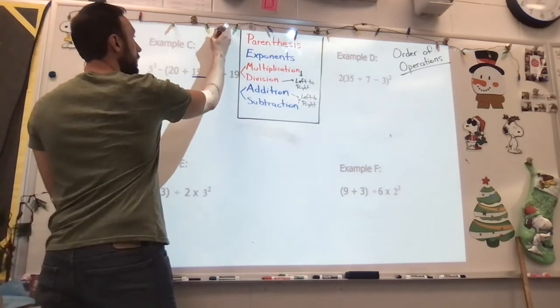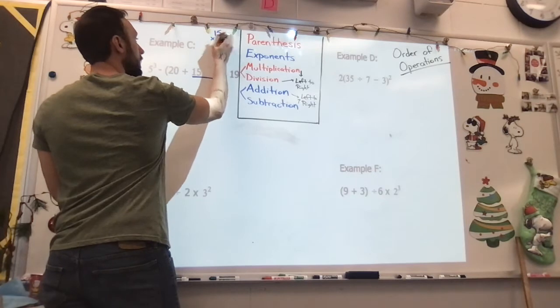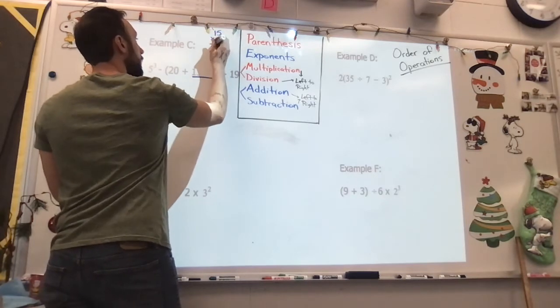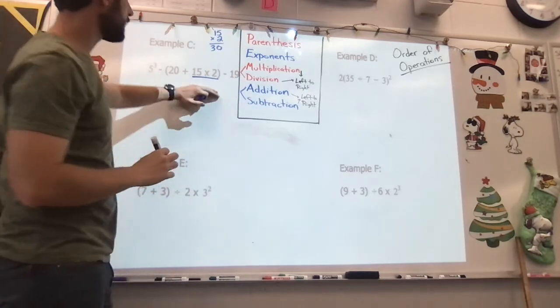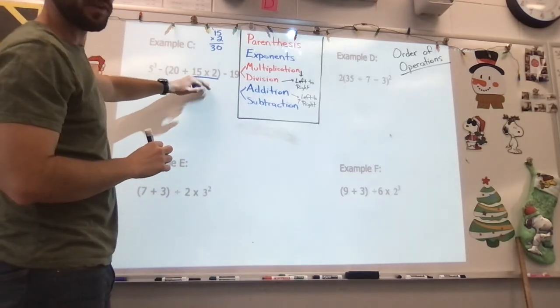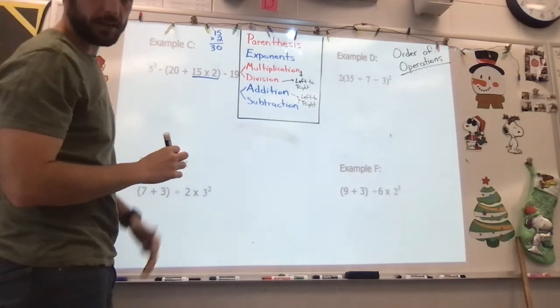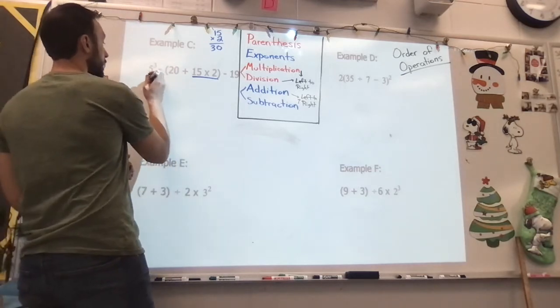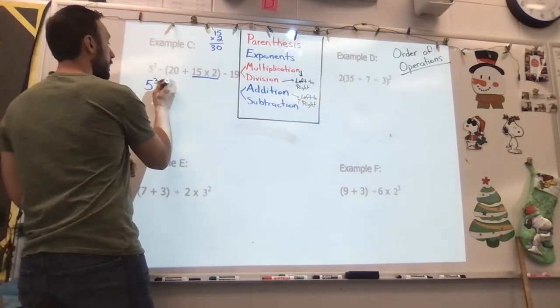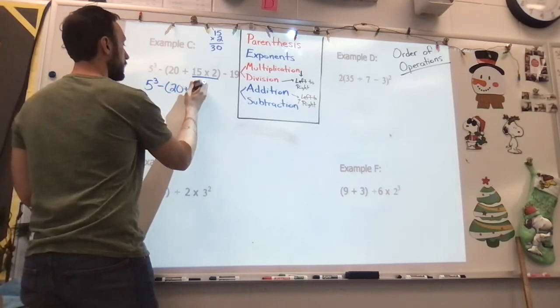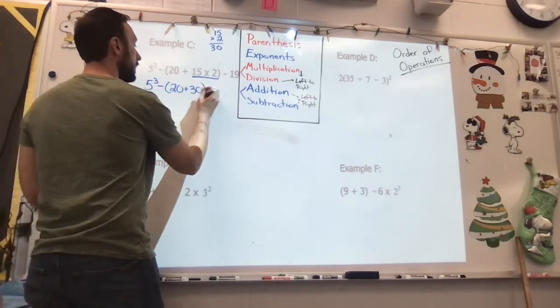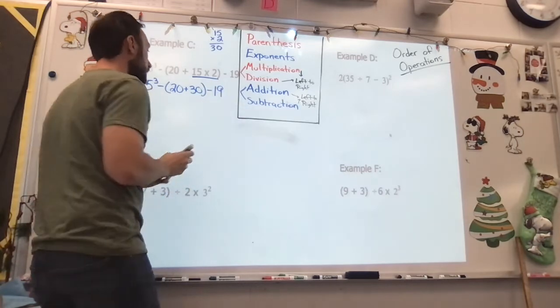15 times 2, 10, carry my 1, 30. So I'm going to replace 15 times 2 with 30 and copy down everything else I haven't used yet. So this is going to be the same as 5 to the third minus parenthesis 20 plus 30 minus 19.